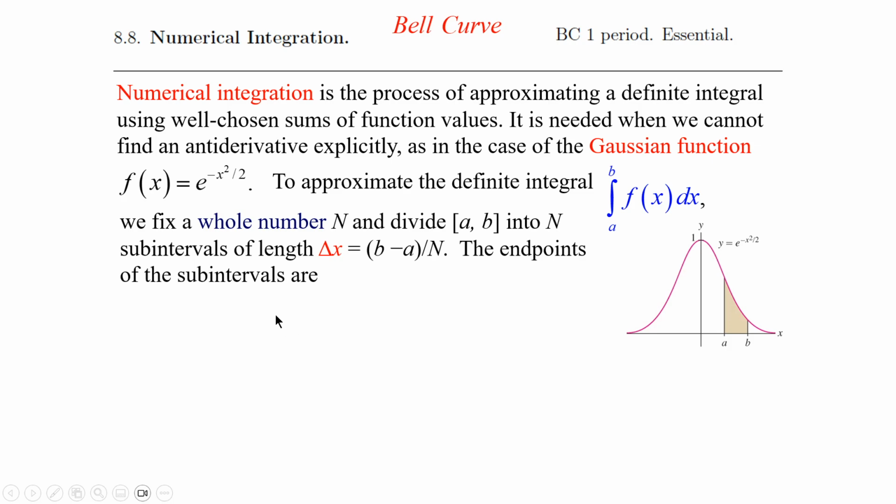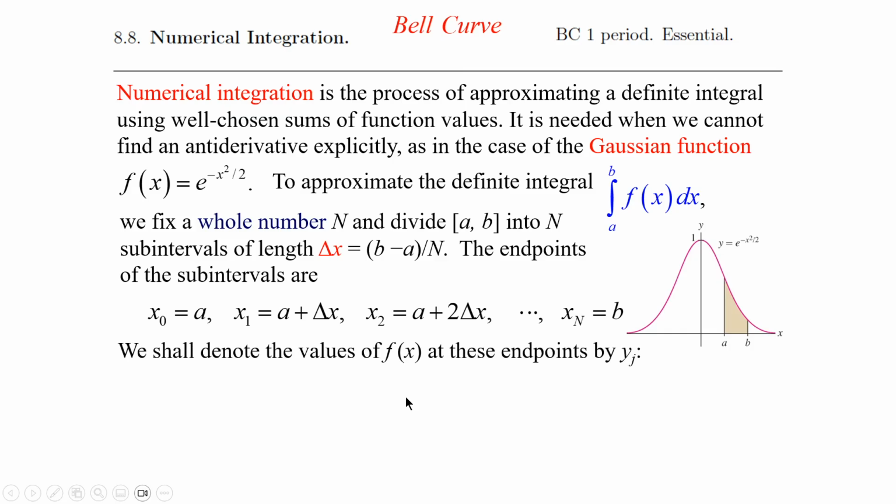The endpoints of the subintervals are, well, x sub 0 would be my left endpoint a, x sub n would be my right endpoint b, and then x sub 1, of course, and all I'm going to do is add delta x every time. So a plus delta x, a plus 2 delta x, and so on until we end up with a plus n delta x, or b.